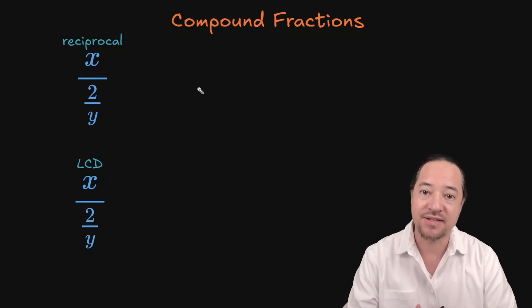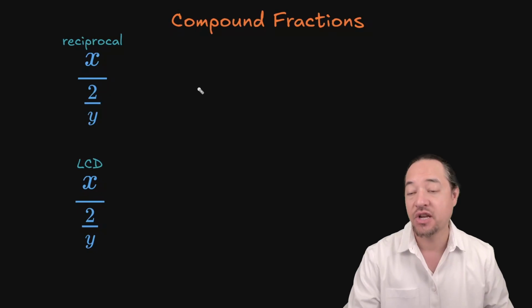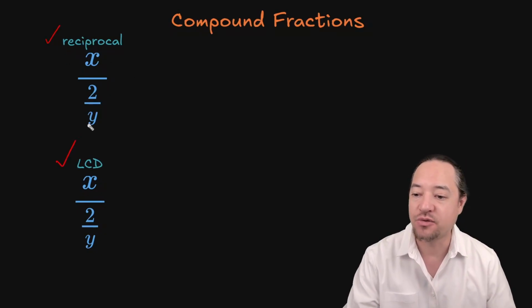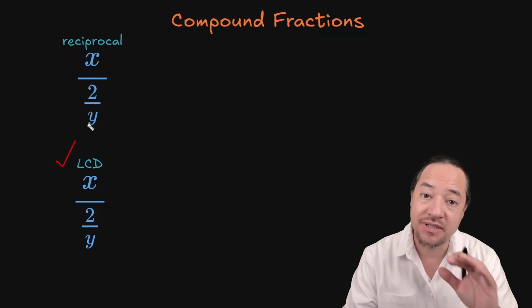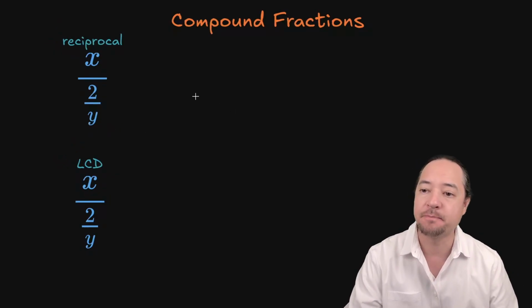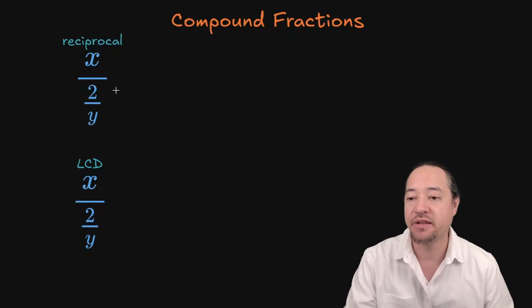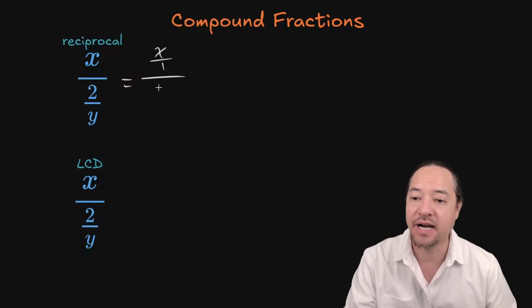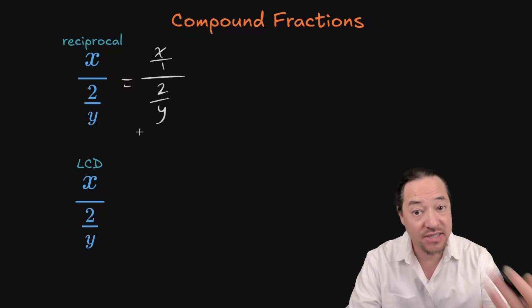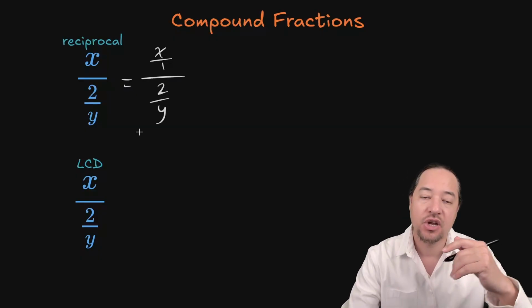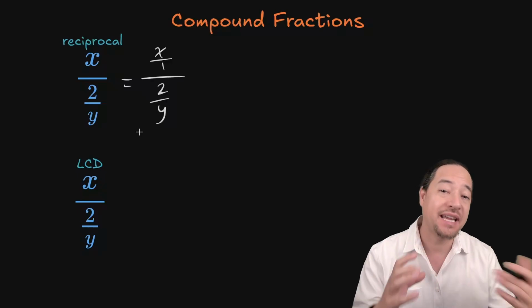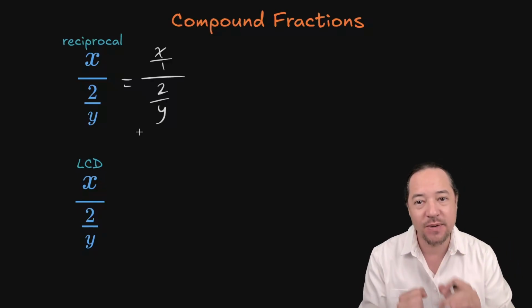So there's two ways that we can simplify compound fractions. We can use what's sort of known as the reciprocal method, and the other one is working with the lowest common denominator. I'm going to show you both methods here. So for the reciprocal method, we're going to rewrite this as x over 1 divided by 2 over y, because that's really what it is. And we're going to take this idea of division as sort of the multiplication of a reciprocal. Okay, that's why we have this reciprocal here.